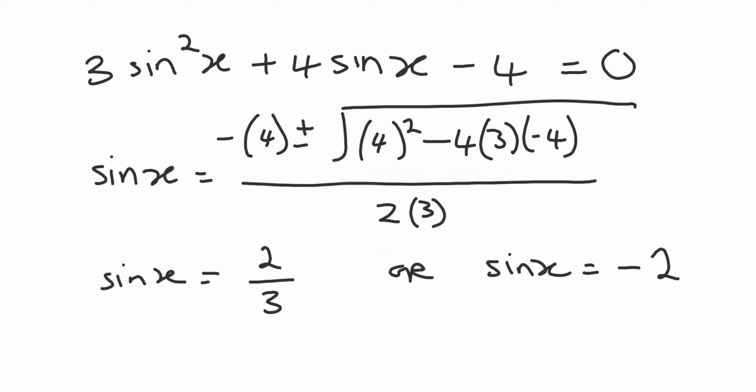The 4 squared is 16. This should give us, what does that give us? I don't know. I can't do mental math now. I think that is 48. So 48 plus 16 is 64. The square root of 64 is 8.